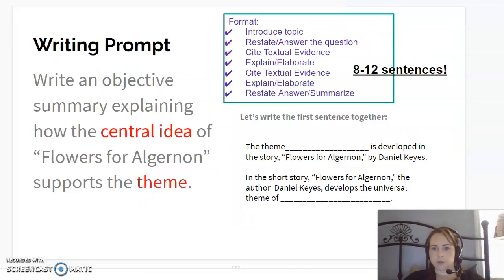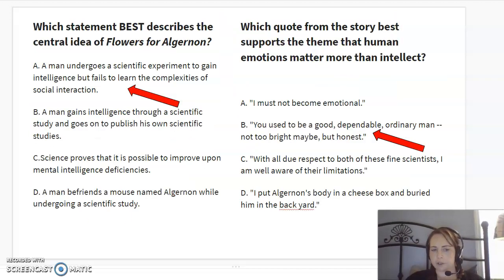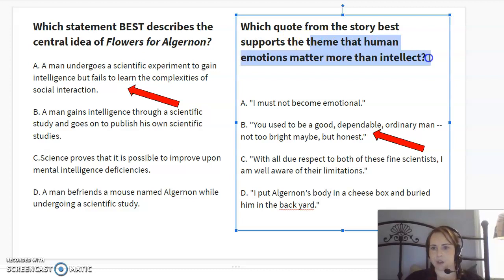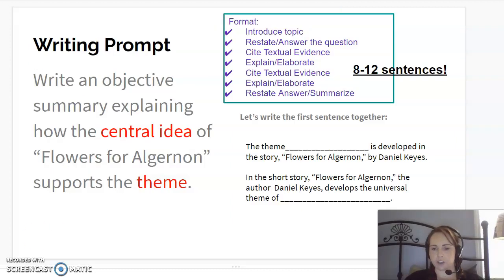So your job today is to write an objective summary explaining how the central idea supports the theme. Now, guys, I want you to notice that we have thinking questions here for you to use. These questions are here to help you form your frame of thought. We have the central idea, and right here you have a theme. Now, for those of you who want to challenge yourself, you absolutely can write a different theme. You do not have to use that one that's on the multiple choice question, but you are going to write me a constructed response and you are going to turn it in.